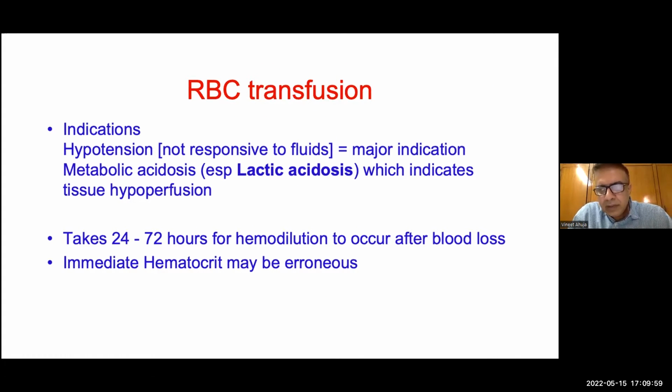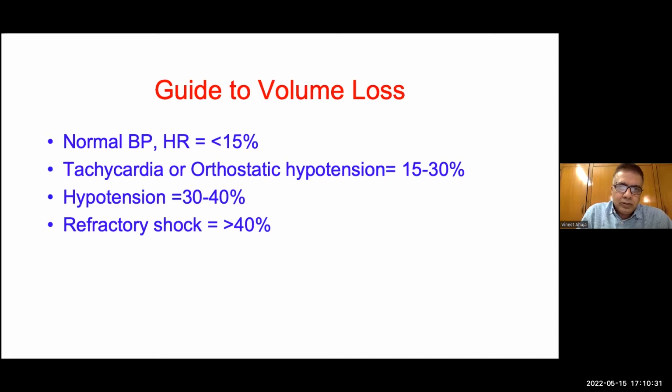So RBC transfusion main indications remain when the patient is in hypotension, not responsive to fluids. Secondly, if you find metabolic acidosis, especially lactic acidosis. Why? Because that indicates tissue hypoperfusion. And what is the objective of RBC transfusion? That is to prevent tissue hypoperfusion. Remember that immediate hematocrit may be erroneous because there's loss of both RBCs as well as plasma volume. It takes 4 to 72 hours for hemodilution to occur after blood loss.